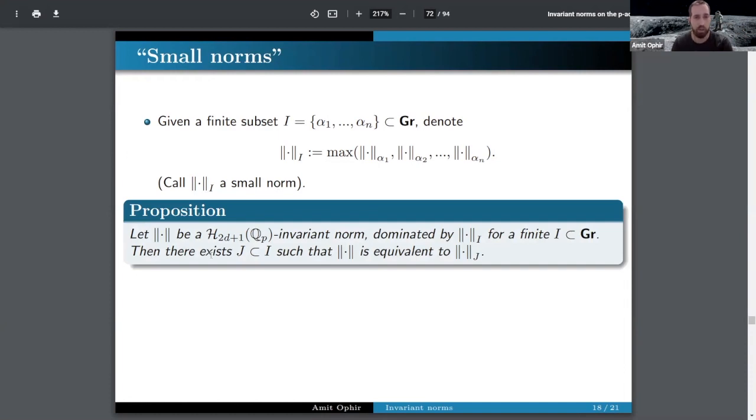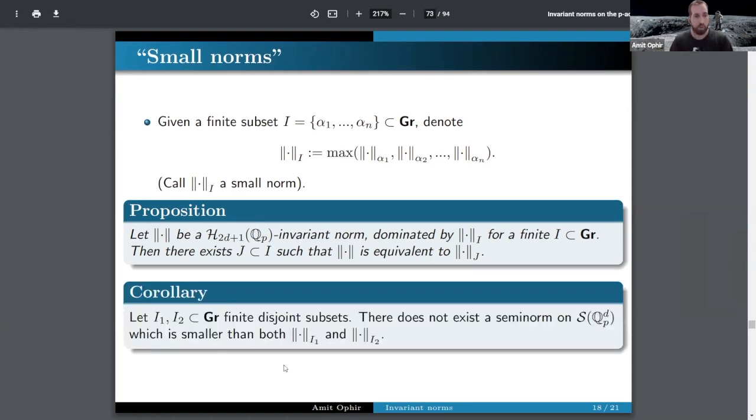And actually, it is very, very strict. If we have an invariant norm which is dominated by such a norm I, for a finite subset I, then there exists a subset J of I such that our norm is equivalent to norm J. So for example, if you started with the sup norm and the Fourier norm, they are very different norms. You take their maximum. This is a new norm strictly larger than the sup norm, strictly larger than the Fourier norm. But below the maximum of the sup norm and the Fourier norm, the only norms that you're going to see are just the sup norm and the Fourier norm. You won't even see a new norm alpha for another alpha.